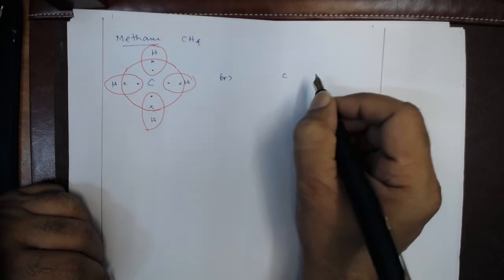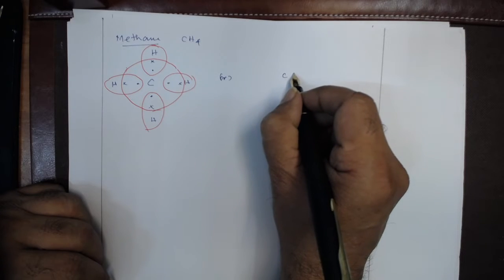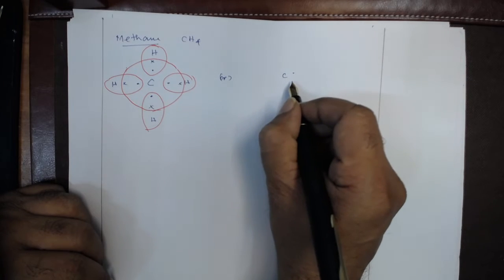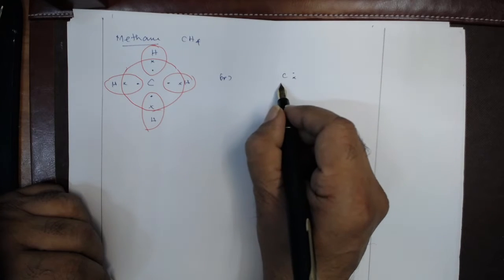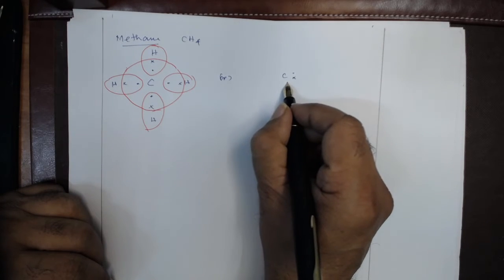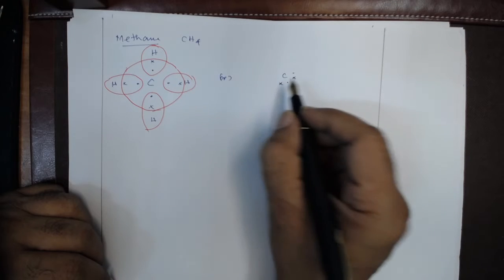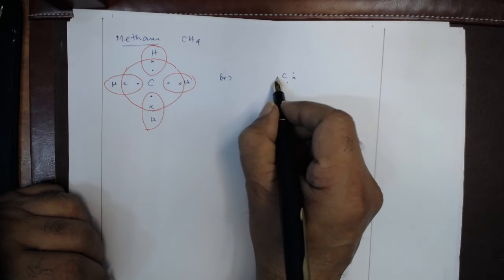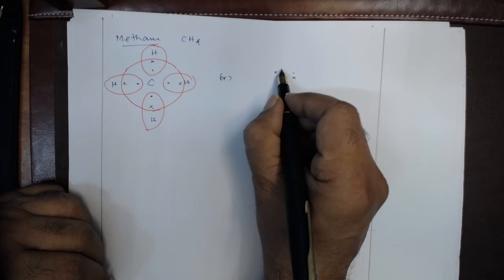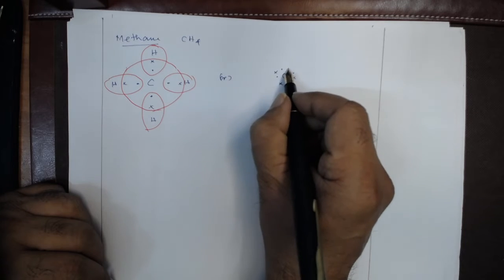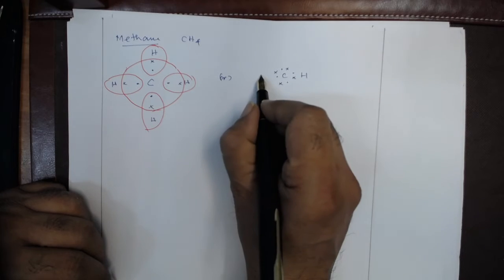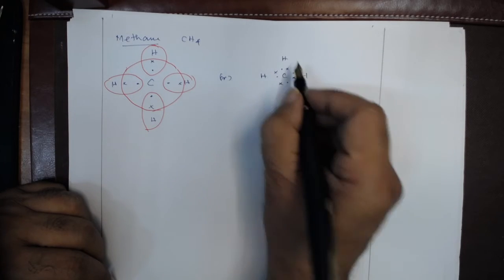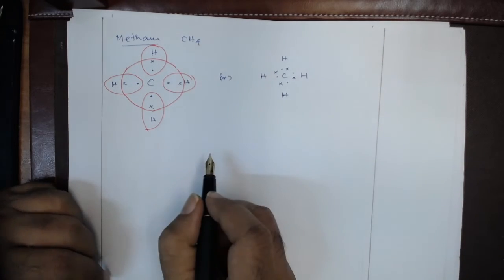That is C, and one is shared by carbon, another is shared by hydrogen. One is given by carbon, another is hydrogen. So you can draw in this way also. Are you able to follow?